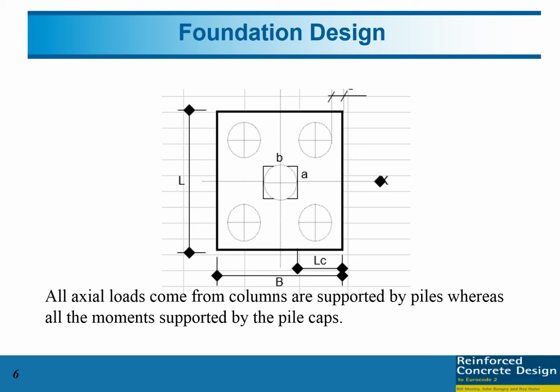You can see here, they have 1, 2, 3, 4, and 5 piles. So one pile will be put directly under the column, with the dimension of pile cap L and B. Then all axial load coming from the column is supported by piles, whereas all the moment is supported by the pile cap. So the axial load only will be transferred to the pile, because pile cannot resist any bending moment. So that's why all the bending moment will be supported by the pile cap. Then all the axial load will be transferred directly to the soil by the pile.